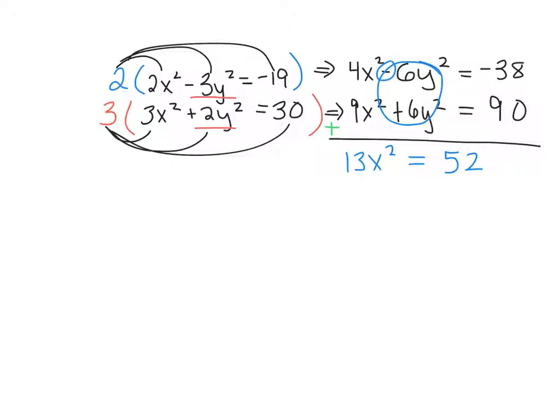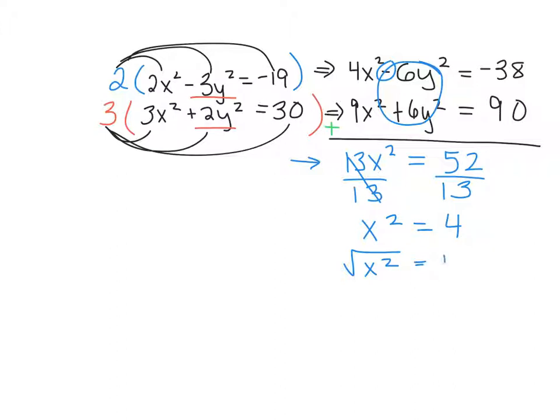Now, if you'll notice in this equation, I only have an x variable. So that means that I can solve for x since I only have one variable in the equation. To do that, we're just going to divide both sides by 13 to isolate the x squared term. And you get x squared equals 52 divided by 13, which is 4. Next, you'll take the square root of both sides.